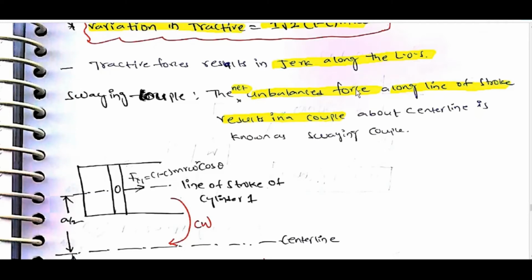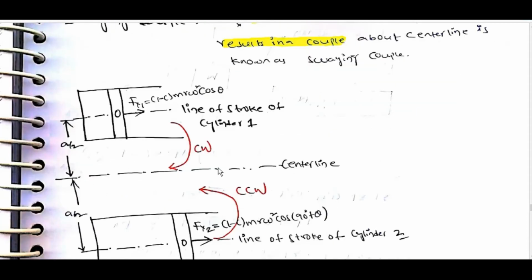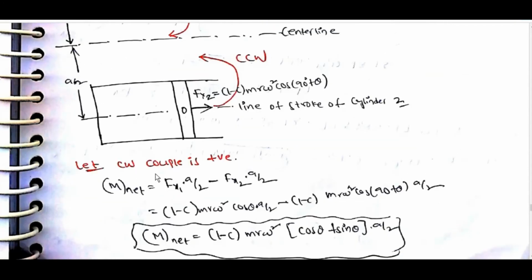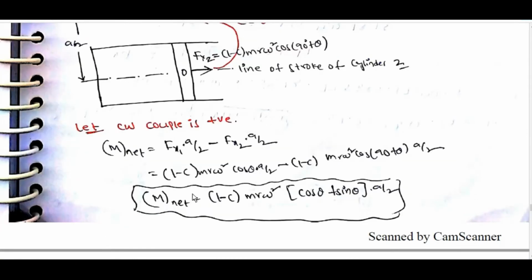Swaying couple: the net unbalanced force along the line of stroke results in a couple about the center line, known as a swaying couple. Taking the center line, clockwise or counterclockwise at a by 2, let the counterclockwise couple be positive. M net is equal to F x1 a by 2 minus F x2 a by 2. Finally, M net is equal to (1 minus c) m r omega square (cos theta plus sin theta) into a by 2.